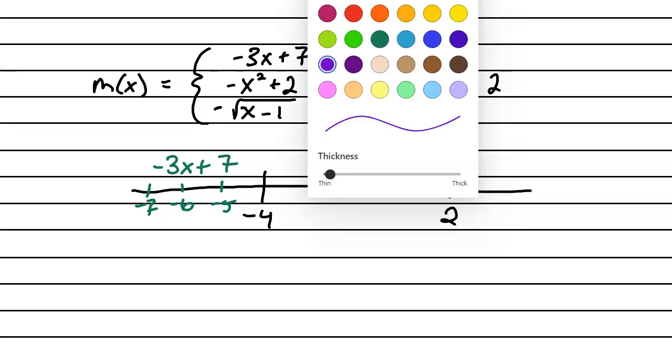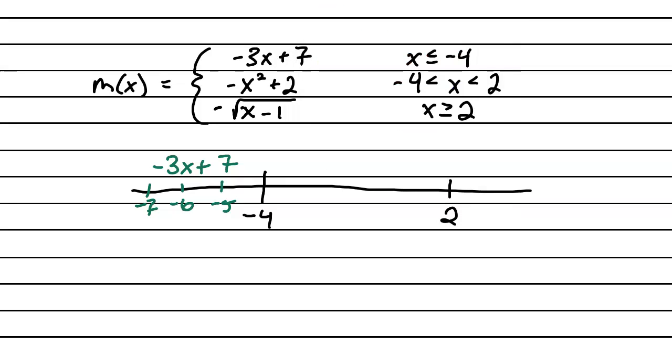Anything between negative 4 and 2, because the x is between negative 4 and 2 here, I'm going to be using negative x squared plus 2. So I'm going to put it here. And so that's negative 4, negative 3, negative 2, negative 1, 0, and 1. All of those values I would be using this negative x squared plus 2.